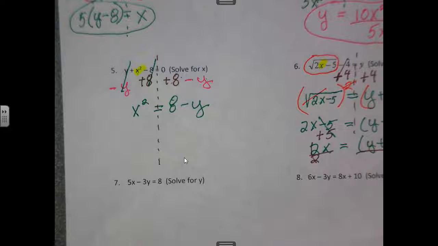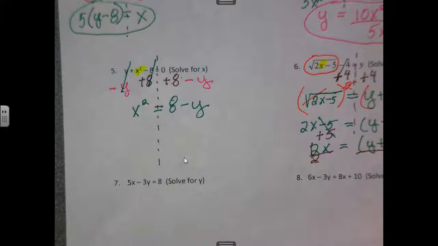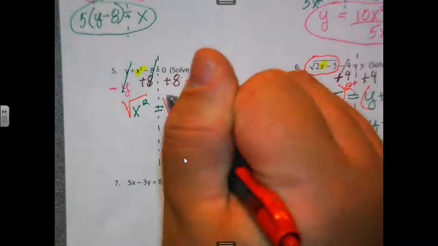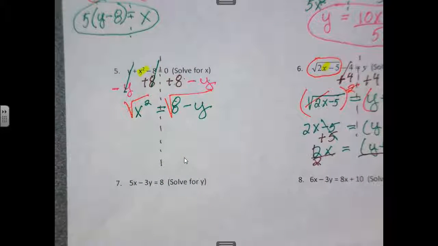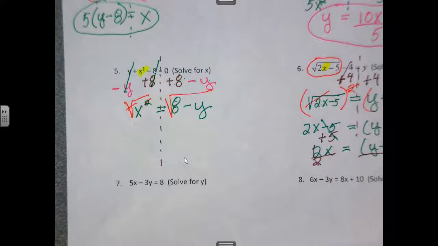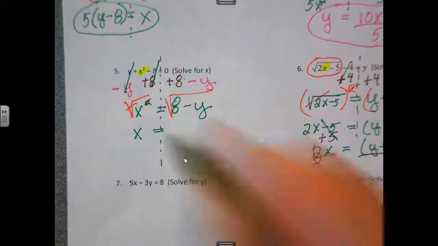Now, if I use squaring to get rid of the radical, what do you think I'm going to use to get rid of the square? Yeah, root it, radical. That's going to get rid of the power of 2. So I get x equals.